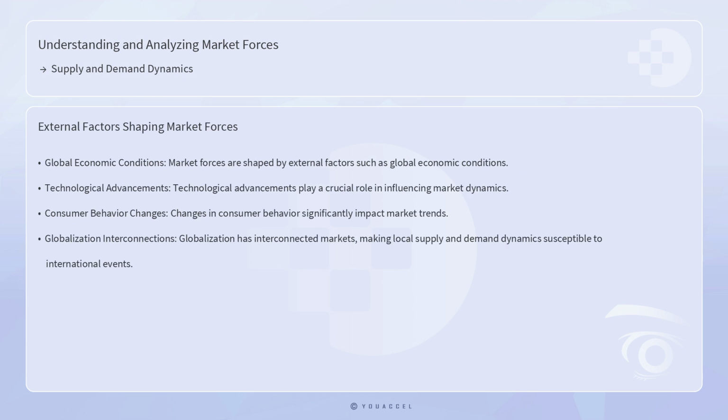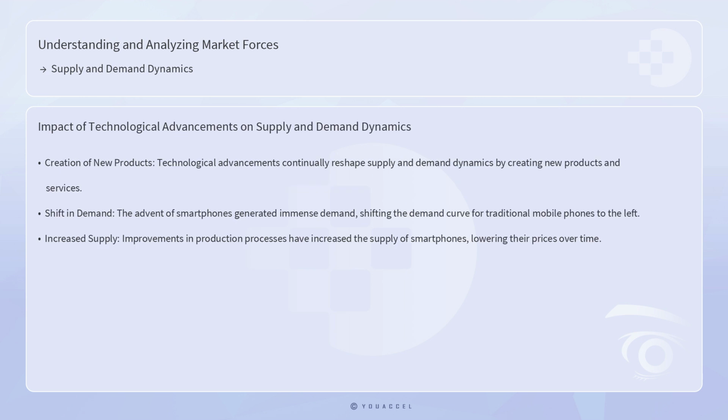Market forces are also shaped by external factors such as global economic conditions, technological advancements, and changes in consumer behavior. Globalization has interconnected markets, making local supply and demand dynamics susceptible to international events. For instance, a disruption in the global supply chain, like the one caused by the COVID-19 pandemic, can lead to significant supply shortages and price increases for various goods.